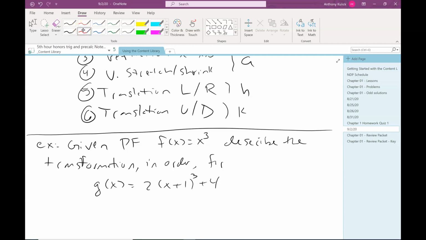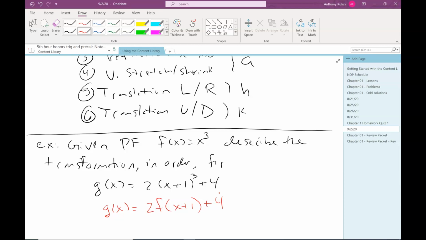So, given a parent function, f of x equals x cubed, pf is just me abbreviating parent function. Describe the transformation in order for g of x is equal to 2 times (x plus 1) quantity cubed plus 4. So what I would do here first is I would translate this into f of x notation. Since x cubed is our f of x, our g of x I could really think of just as 2 times f of (x plus 1) plus 4.